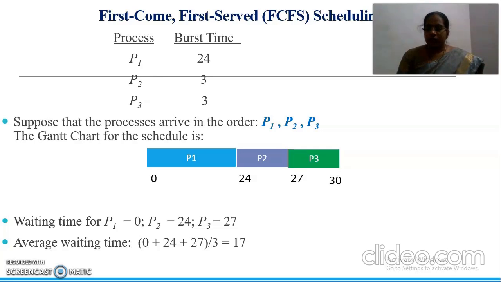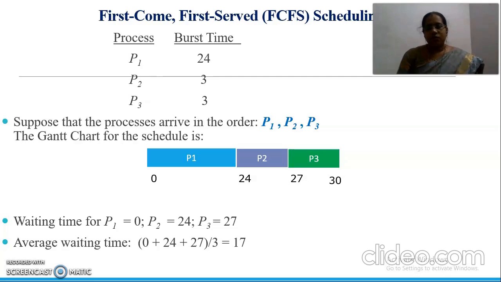The performance of this algorithm is calculated by finding the waiting time for each process and finally the average waiting time. For P1 there is no waiting time, it immediately enters for its work, and then P2 waits 24 and P3 waits 27. When we sum it up and divide by the number of processes, in this case 3, we get 17.